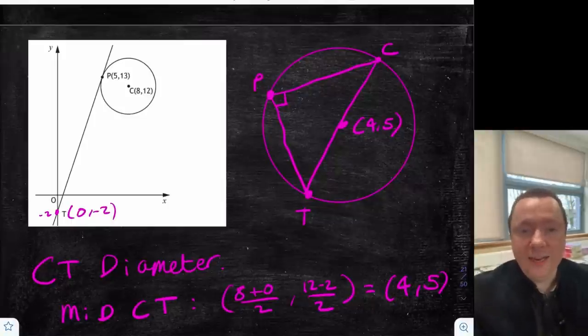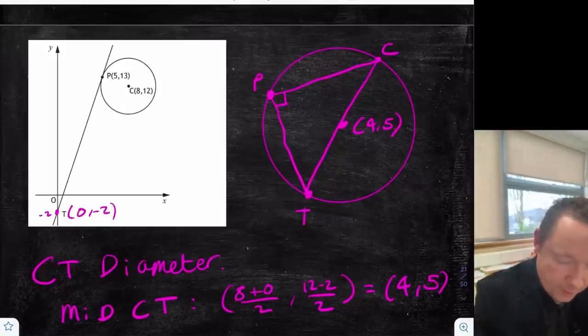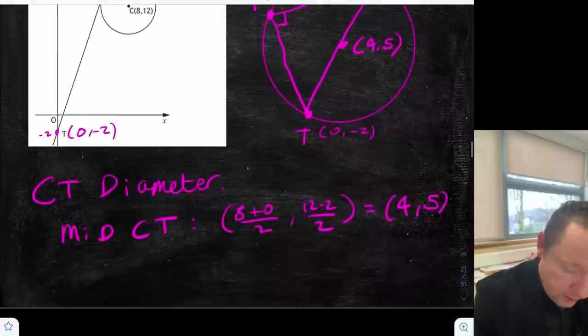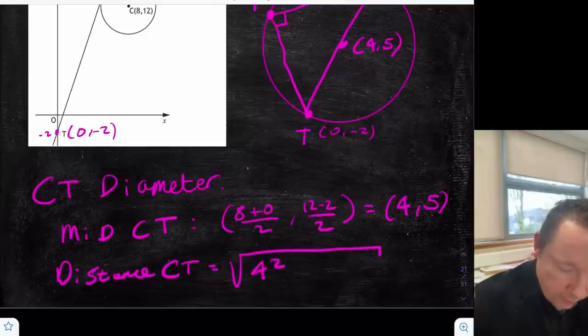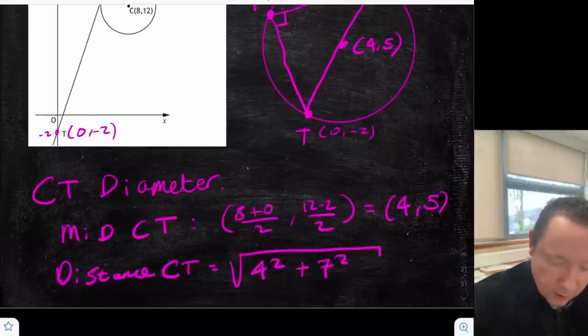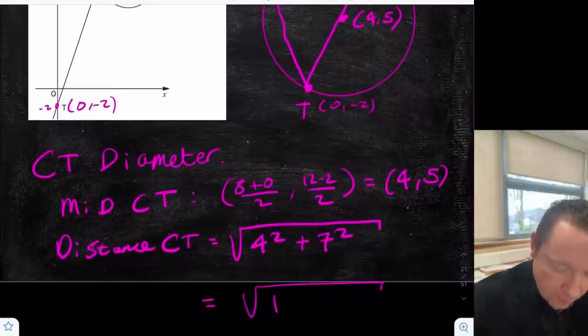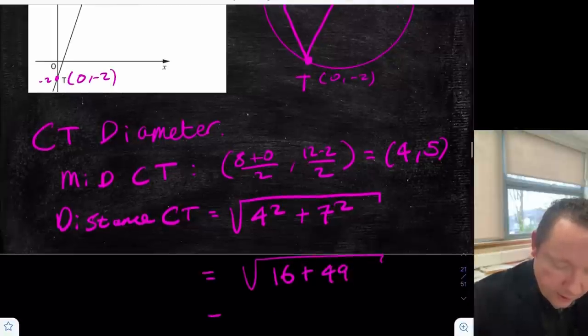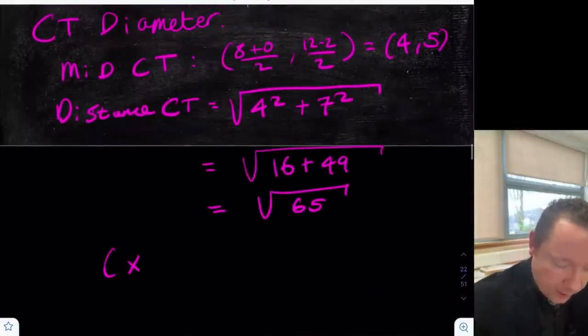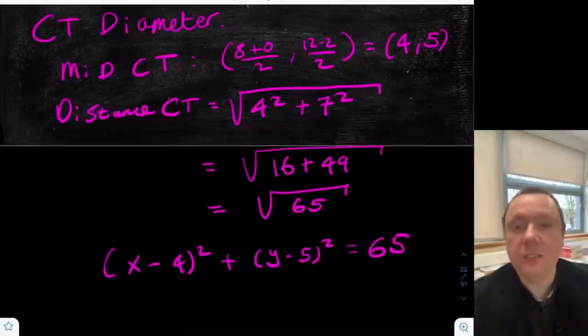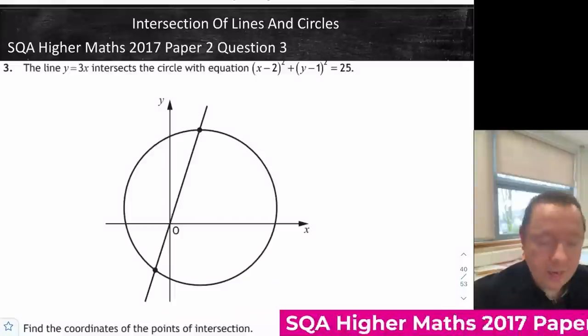Now we need to know the radius, so we can do the distance between C and T. Remember, T is 0, minus 2. So the distance from C to T equals the square root of 4 minus 0 squared, which is 4 squared, and then 5 minus minus 2 squared is 7 squared. So it's 4 squared is 16 plus 49. That is the square root of 65. And therefore, the equation of a circle that goes through these points is simply (x minus 4) squared plus (y minus 5) squared equals 65, root 65 squared. And we're done there.